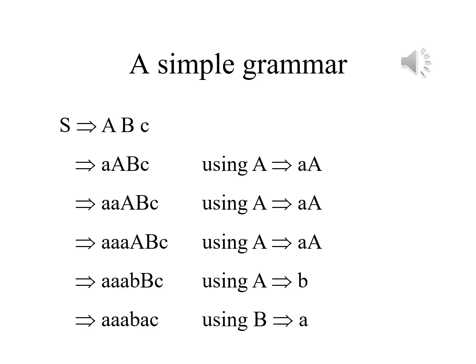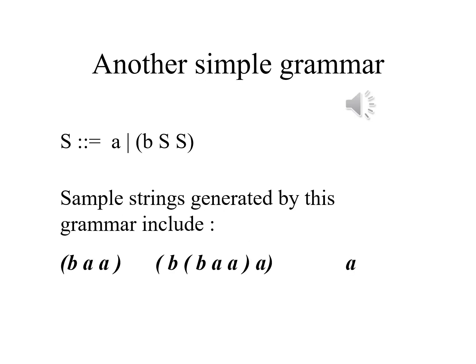Here we have another simple grammar, and I think we could say this is probably a little simpler than the one we had before. S derives A, or, open parenthesis, B, S, S, close parenthesis. And we can derive each one of the 3 strings you see below.